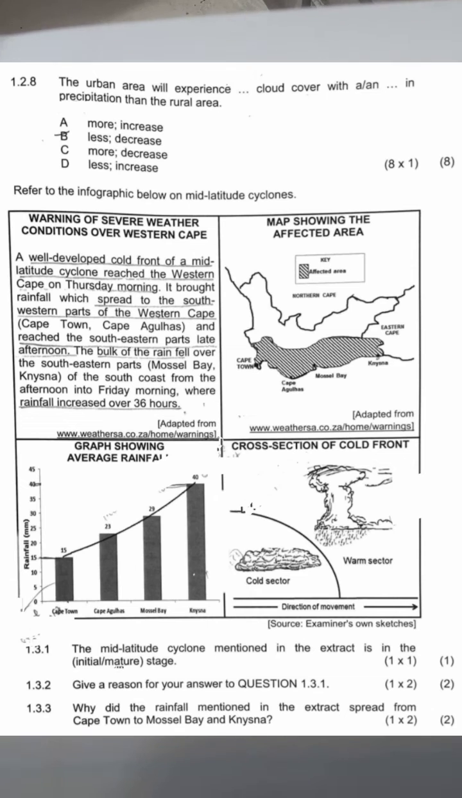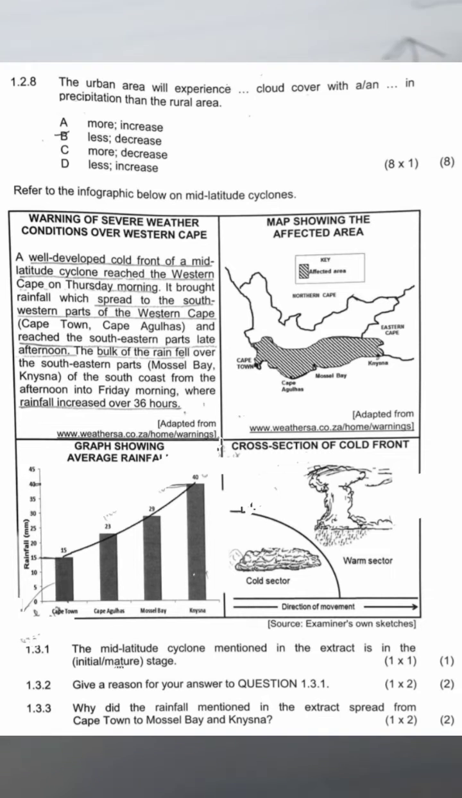Okay, and then 1.2.8. Okay, so 1.2.8 says the urban area will experience dash cloud cover with a or n dash in precipitation than the rural area. Okay, again, it's the characteristics, guys. And this is urban climate. Okay, so of course the urban area will experience more cloud cover because it has more hygroscopic nuclei.